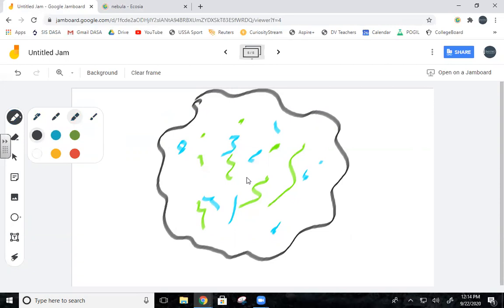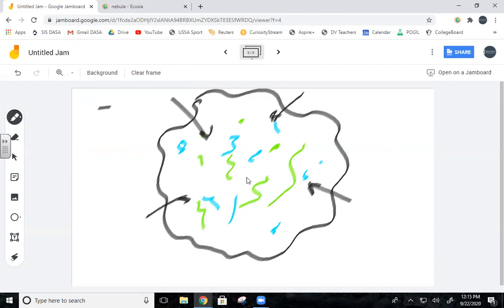Well, gravity starts to pull the nebula together, just ever so slightly. Remember, this is dust and gas, and it's really spaced out. When I say really spaced out, it's more spaced out than air. It's all spread out in space, but it starts to collapse under its own gravity. The arrows mean gravity.